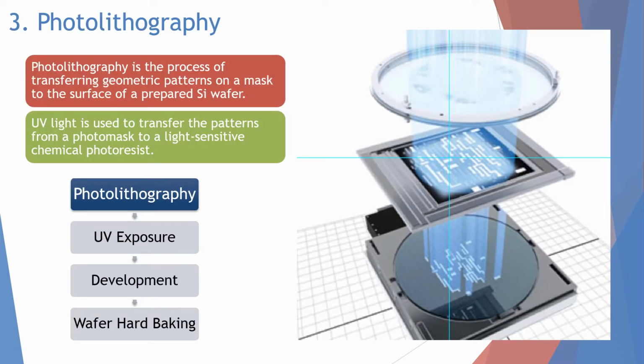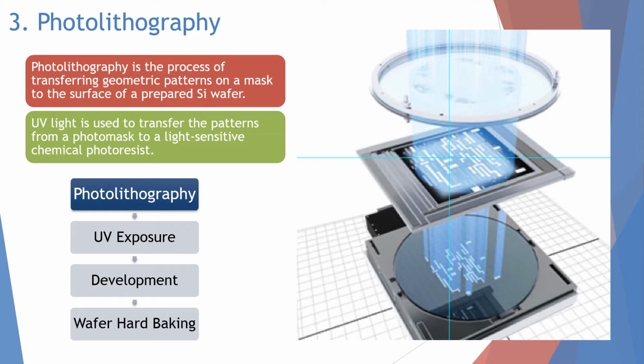After the process of soft bake, where we finish the cover of the SI wafer with the silicon oxide and also the photoresist, now the process of printing will take place. This is what we call photolithography, the process where we transfer the geometric pattern on the mask to the surface of the prepared SI wafer, so that we get the circuit design that we want. Usually UV light is used to transfer the pattern from a photomask to a light sensitive chemical photoresist.